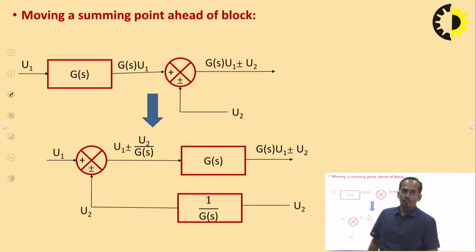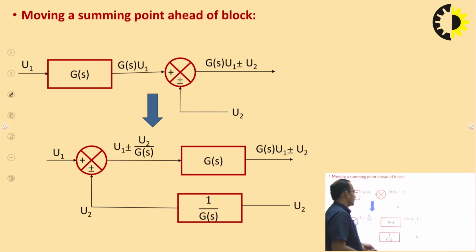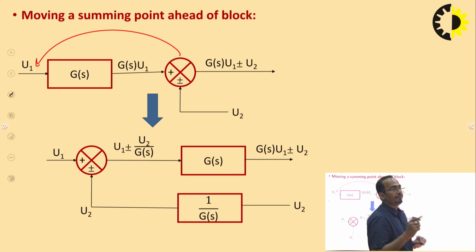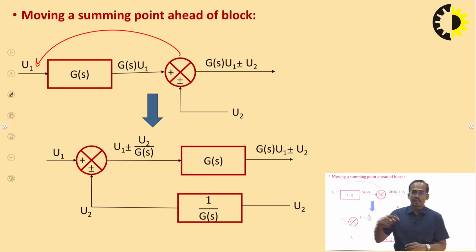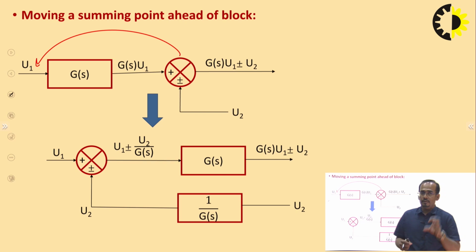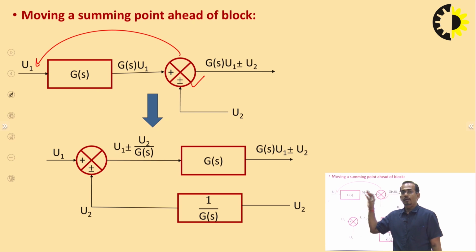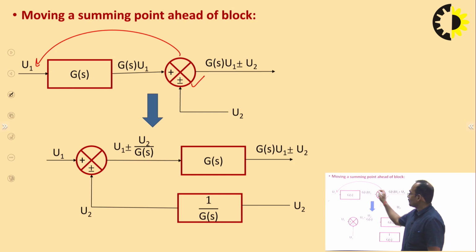Now coming to the next rule, moving a summing point ahead of a block. Now if I shift the summing point before the block, after the block I have multiplied with the system gain G(s). When we shifted the summing point after the block, we multiplied with the system gain G(s). Now I am shifting before a block, so what will I do? I will divide by the gain of the block before which I am shifting the summing point.